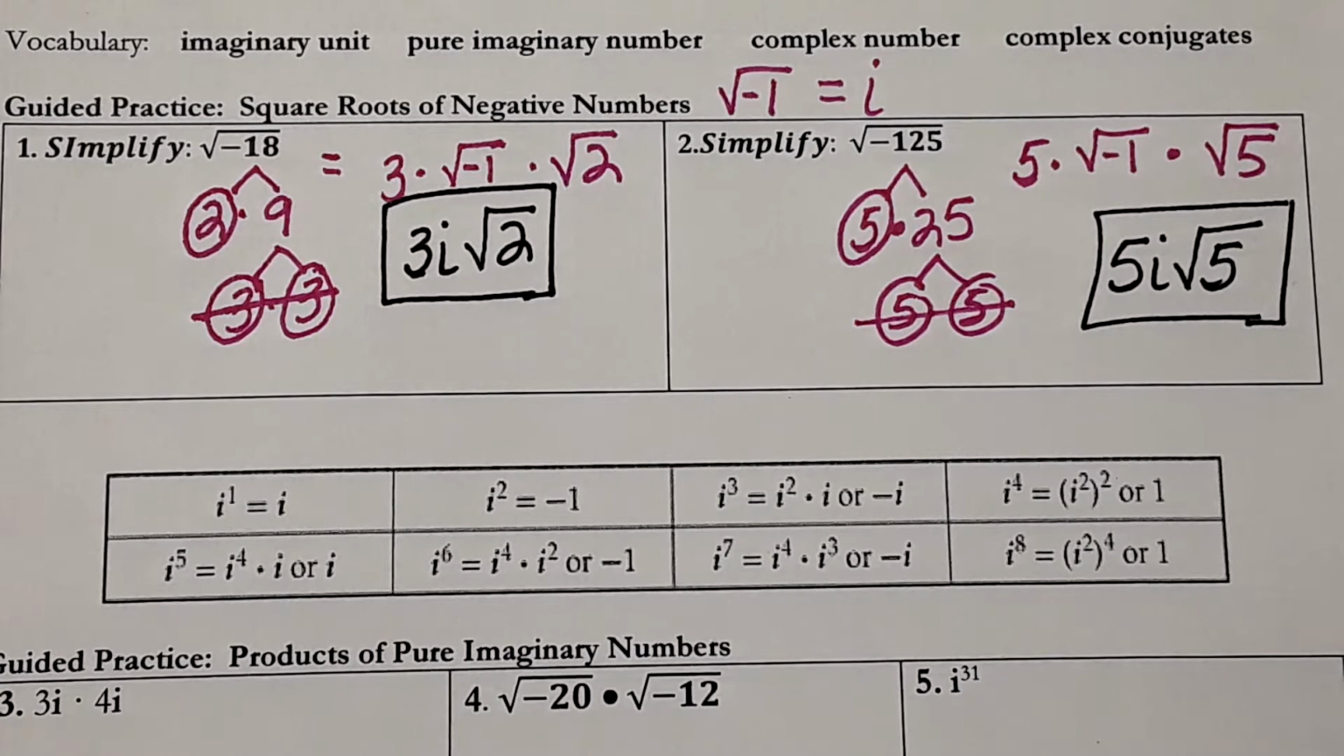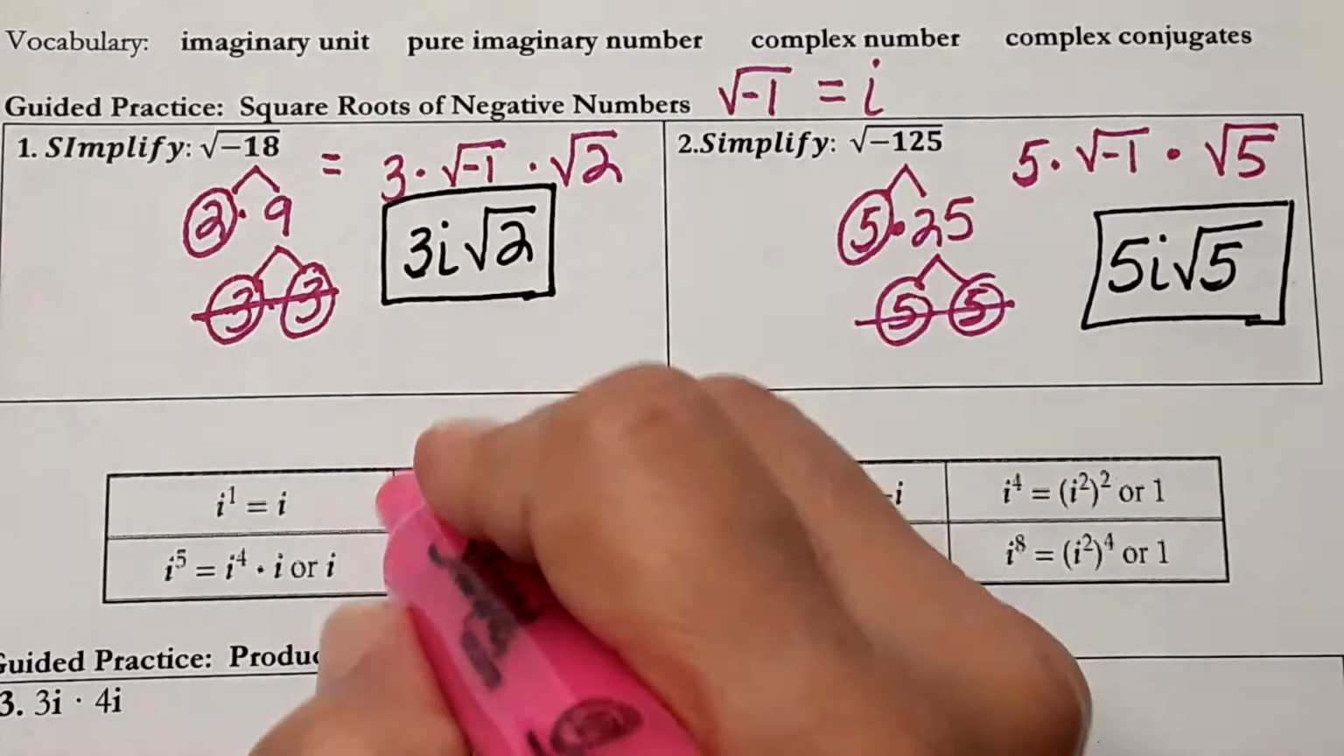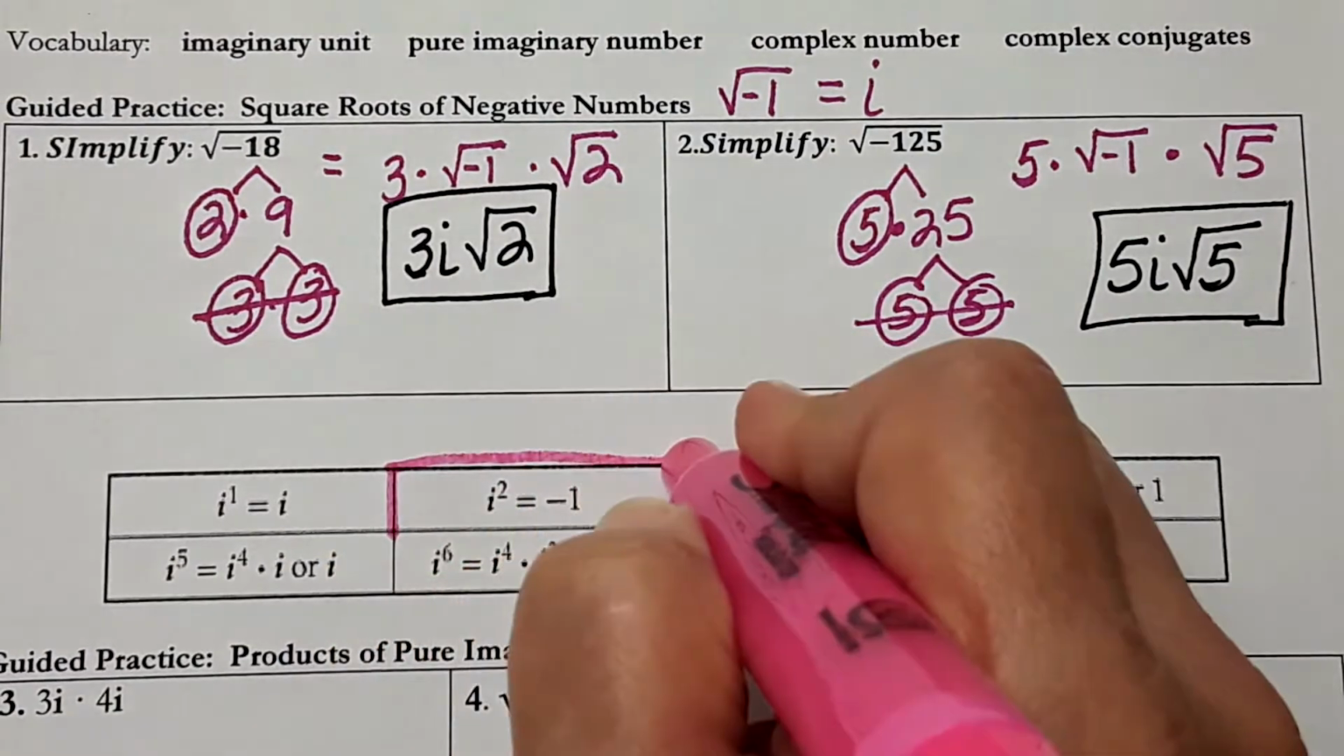How is that? It's basically knowing if there's a negative, you have to pull an i out, okay? If your number underneath your square root is negative, your answer is going to have an i. Now, I've given you a chart of what i's equal. I need you to know that the one that you need to remember the most is this one.